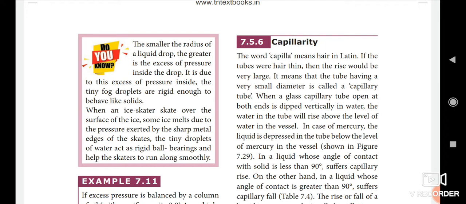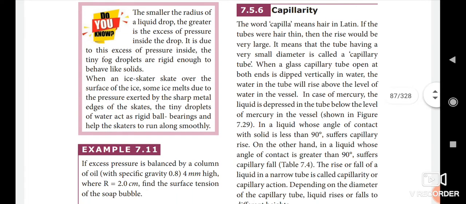Here the word capilla means a hair in Latin. If the tubes were hair thin, then the rise would be very large. Here it means a tube having a very small diameter. A tube that has a very small diameter is called a capillary tube.